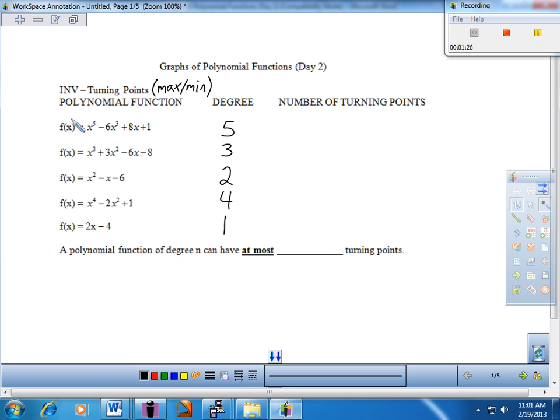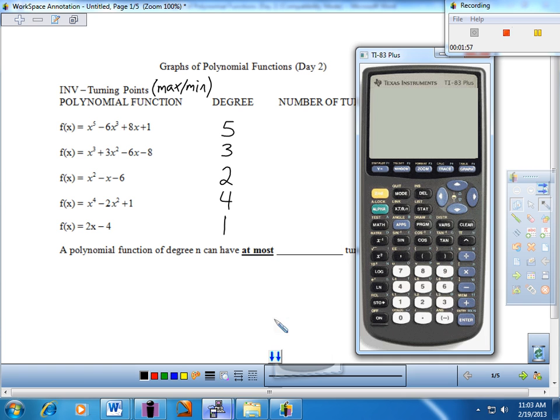What's fascinating is the relationship between the degree and the potential number of turning points. I created these 5 functions so they would perfectly fit our pattern, but we do want to be very clear on the conclusion that we draw from this. So it would be great if you could grab your calculator. I'll do the same. Let's graph these, and what I'm looking for is just the number of local maxes or mins. Let's do x to the 5th minus 6x cubed plus 8x plus 1.